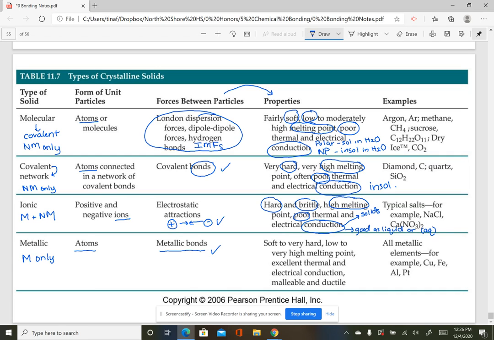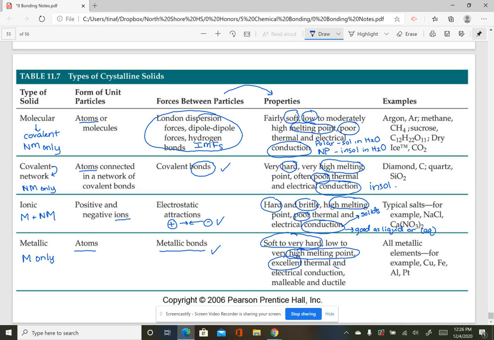For metals, I don't like to be specific about the hardness of metals because some are very soft and some are very hard, so that depends. I don't even really like how it says low to very high melting points. There's one metal, gallium, that can actually melt in your hand. It has a ridiculously low melting point. But as far as general properties, metals are not easy to melt. So typically, what you're going to see if you're asked about properties is high melting points for metals.